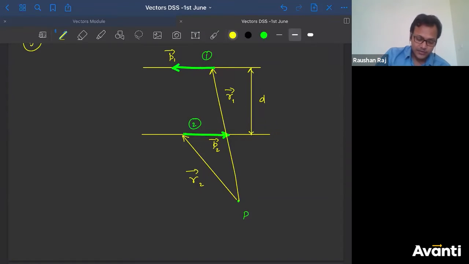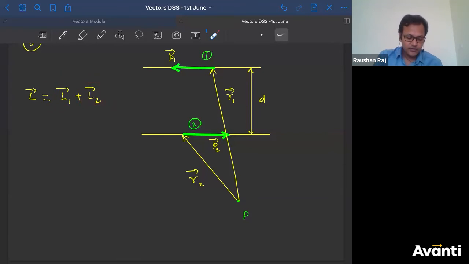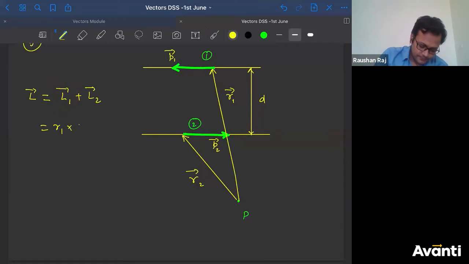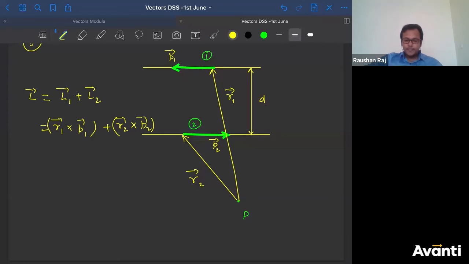So what will be the net angular momentum? See, angular momentum will be denoted by L vector. L vector will be written as L1 plus L2, the vector sum of angular momentum of 1 and angular momentum of 2. So how will you find L1? R1 cross p1. How will you write L2? R2 cross p2. Now try to find out this. How will we find it? R1 cross p1, r2 cross p2. You can consider any distance, right? You can assume any distance.